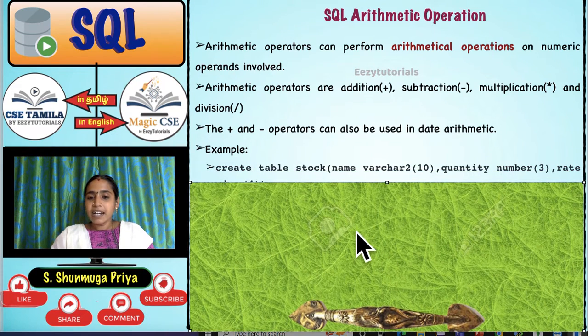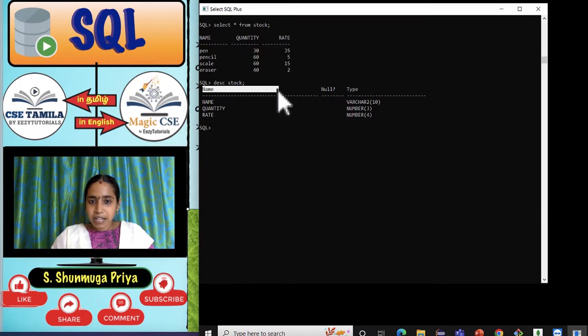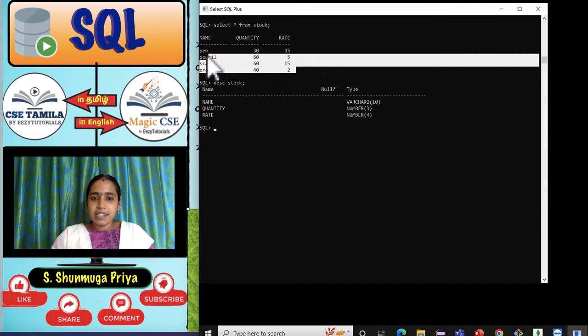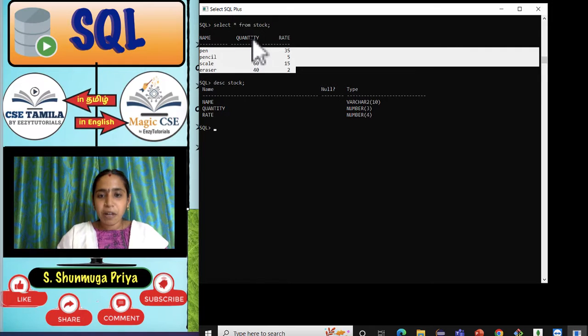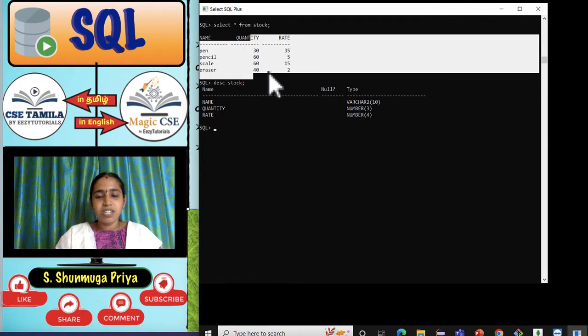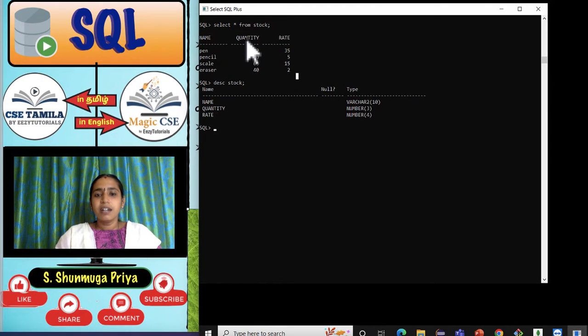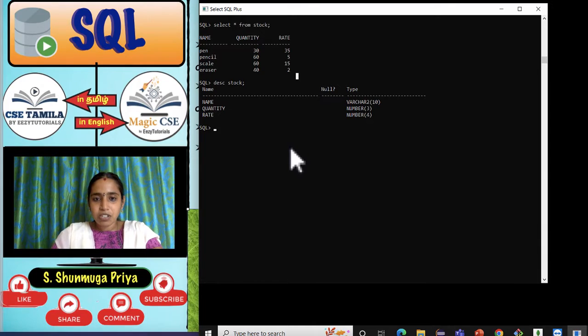I have created a table called stock. It is having name, quantity, rate, 3 columns. So here it is, I have described the table. It is having 3 fields or 3 columns. I have also inserted 4 entries here: pen, pencil, scale, eraser. So this is a small stock management table. Here these are the quantities which I am having, and I have purchased them for this rate. So this is a table, and meaningfully we can have all the arithmetic operations.